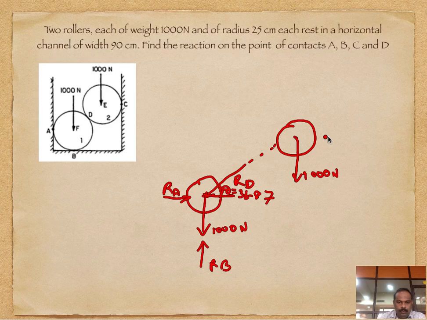You have your reaction force, RC. You don't have a reaction force from down, because your body is not touching, the roller is not touching below, so you don't have it. Then you have this RD, which is in the opposite direction. So this ball is pushing this side and this ball is pushing that side. So this RD is like this. This is your free body diagram.